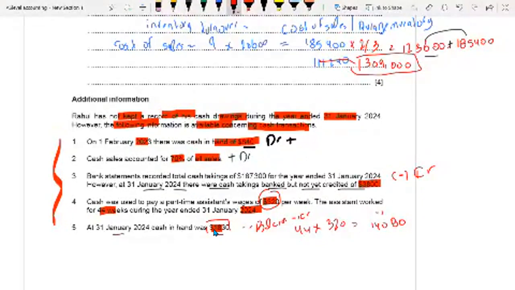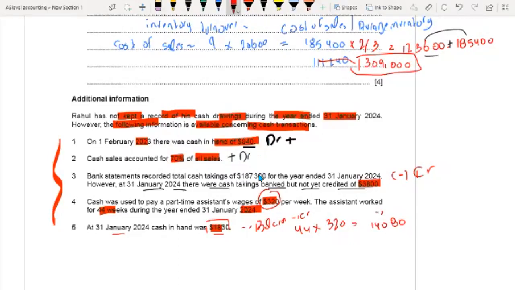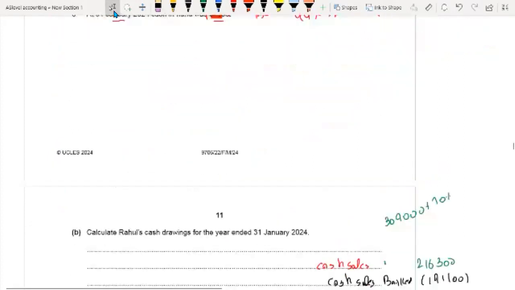So if you see that at the end of the year we have 1830, and at the start of the year we have 840, we can find its difference. So if you see that its difference is positive, it means that our cash has increased during the month. So that's why we can add this. But the question is that we have to find out the cash drawings. So now it is very simple.